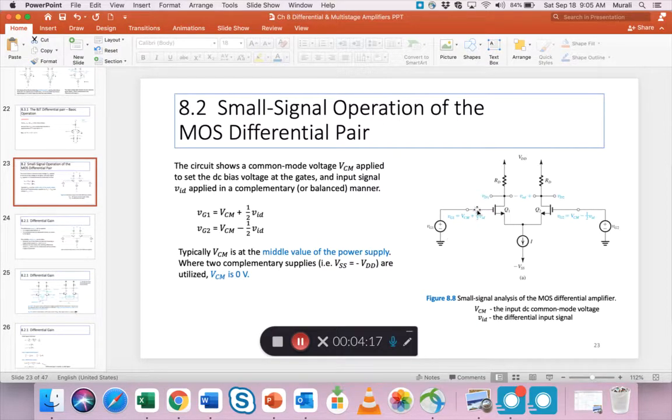right? Single-ended means all the input is applied into one gate or one input point, and the other input point, which is the other gate, can be straight grounded. But this drawing shows you VG1 and VG2 as two points to apply the input.